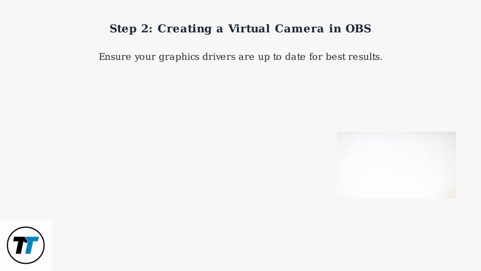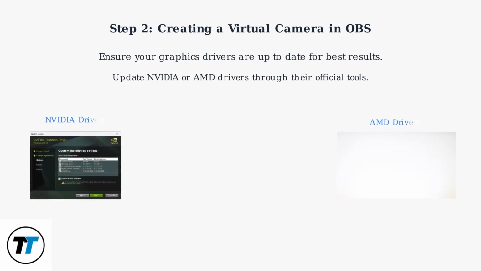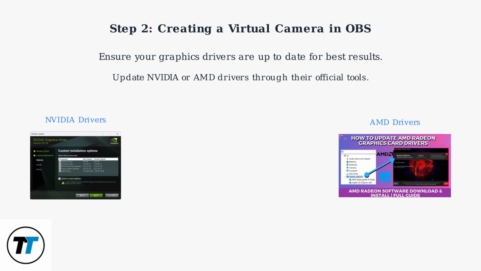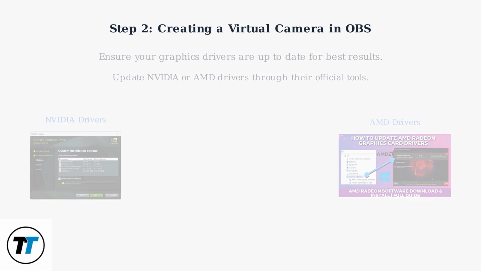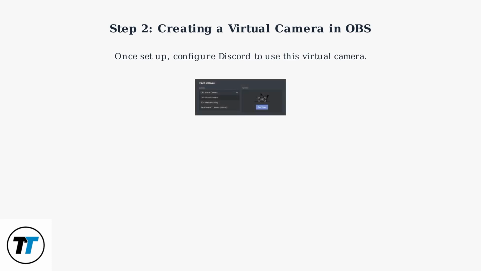For optimal performance, make sure your graphics drivers are current. Update NVIDIA drivers using GeForce Experience or AMD drivers through their Radeon software to avoid compatibility issues with the virtual camera. With the virtual camera active in OBS, you'll be ready to configure Discord to use it for sharing your screen without the black screen issue.